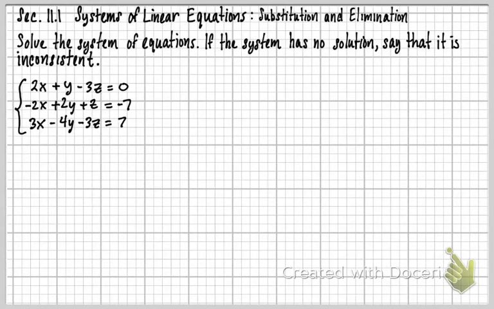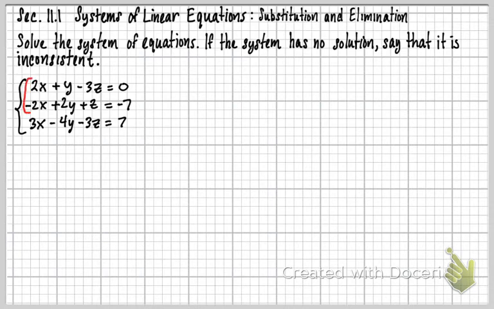So let's try solving this system now. What we're going to do here is just do the elimination method 3 times. That's essentially what it comes down to for a system of 3 equations, 3 unknowns. So what I'm going to do is take the first 2 here.